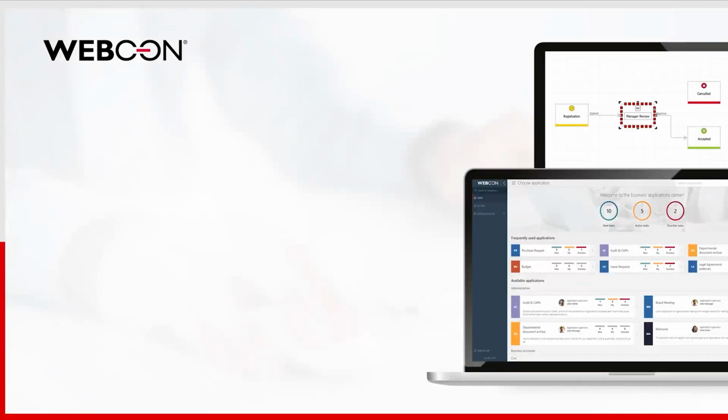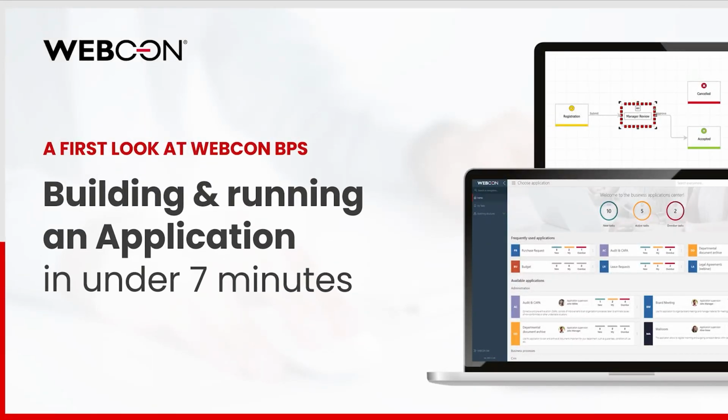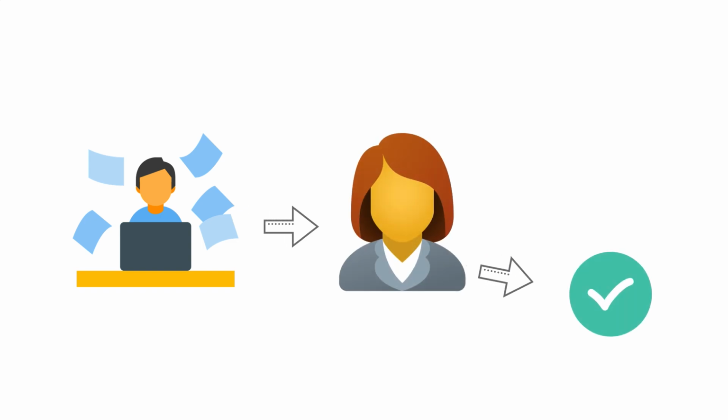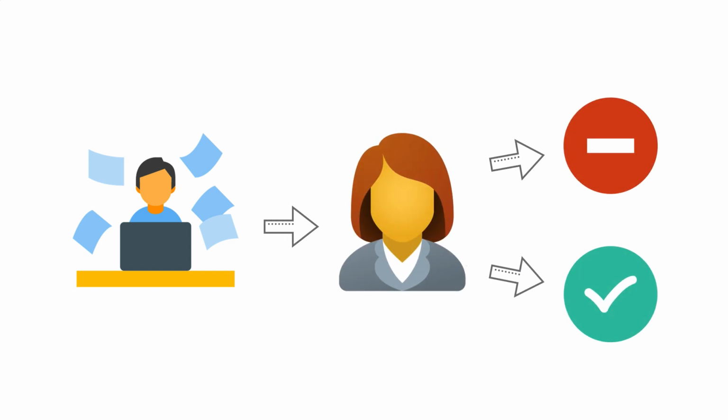We're going to build a minimalist application and run it in 6.5 minutes. We want to give you a feel for what it's like to build a low-code process application the WEBCON way. As we launch Designer Studio, let's review what we're going to do. Someone's going to submit a request. Someone will review that request and either approve or reject it.